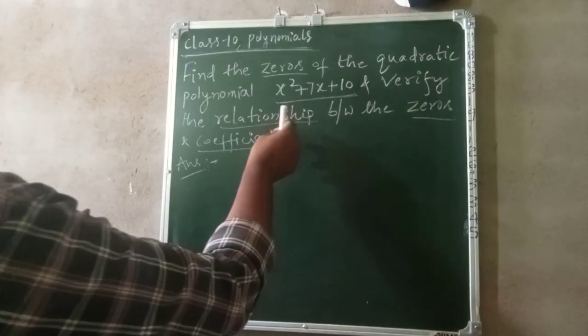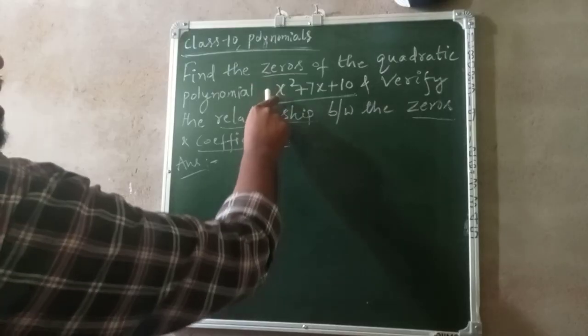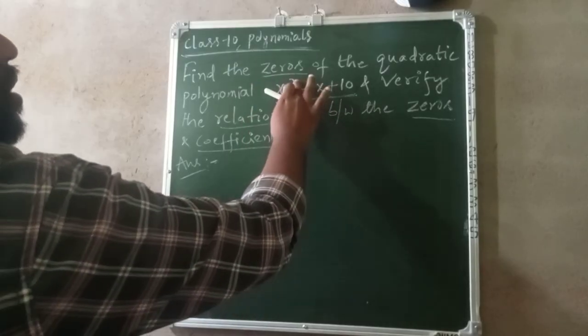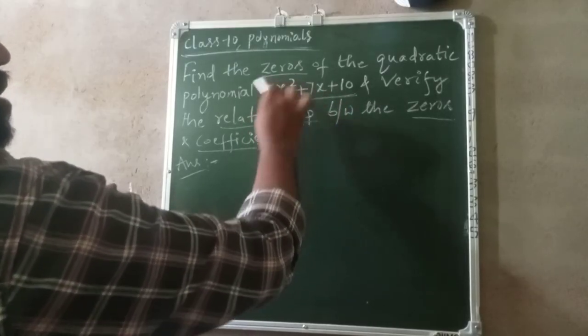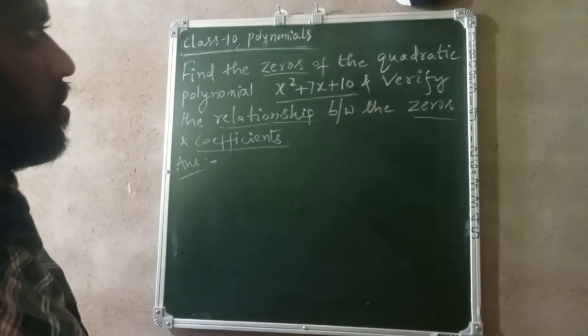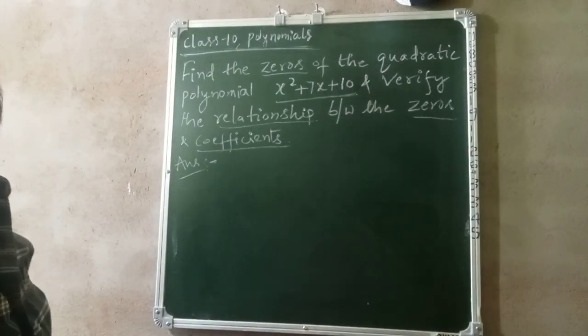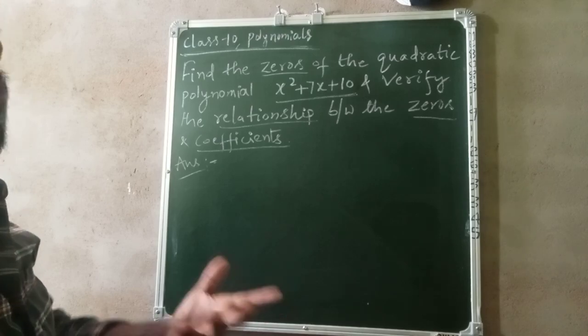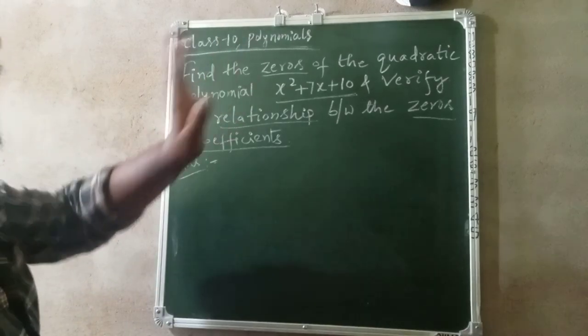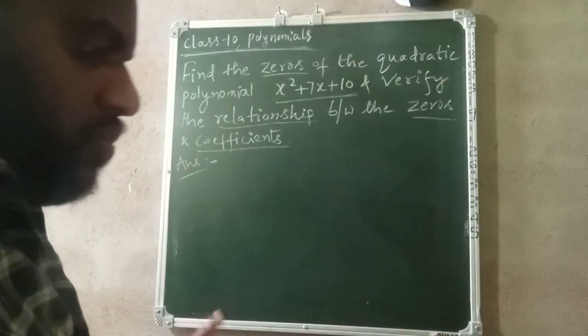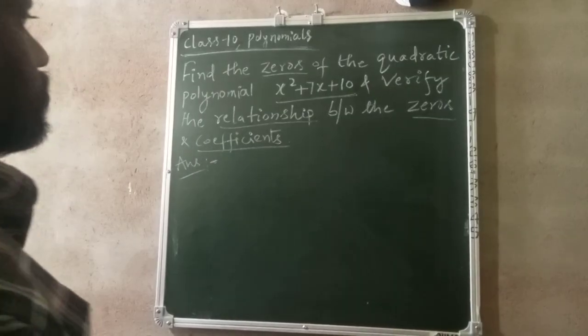Coefficients means this only. Coefficient of x square is 1. Nothing is there means 1 is there. Coefficient of x is 7. This is the constant. So we have to verify whether the relationship is correct or not. First we'll find the zeros, so there is no confusion. Then we will understand.